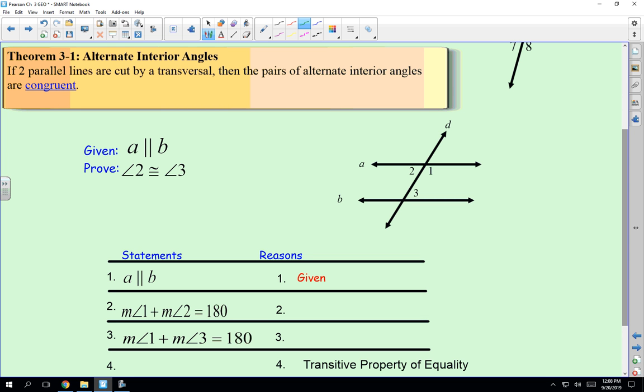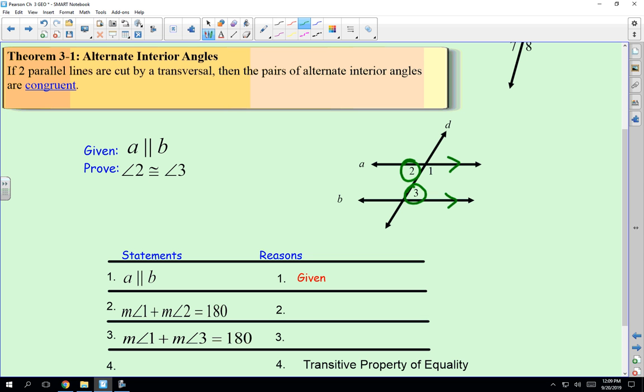So we're going to prove that. We start with the fact that these 2 lines, A and B, are parallel. And then we're going to prove that angle 2 is congruent to angle 3, and angles 2 and 3 are in the position of the alternate interior angles that we just talked about. If we can prove 2 is congruent to 3, we're proving that alternate interior angles in general are congruent if the lines are parallel.